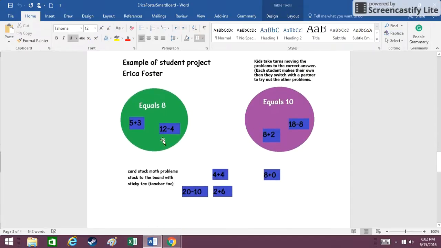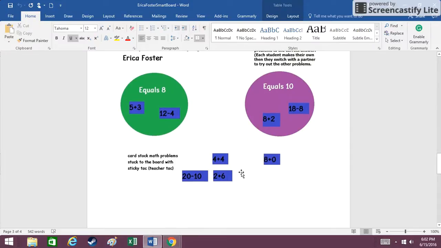I made a purple vortex and a green vortex. 1 equals 8, 1 equals 10. And then these little blue numbers down here would be the little blue problems, and they can pull them off and stick them into the correct vortex. Now after we did that, we would switch with a friend.